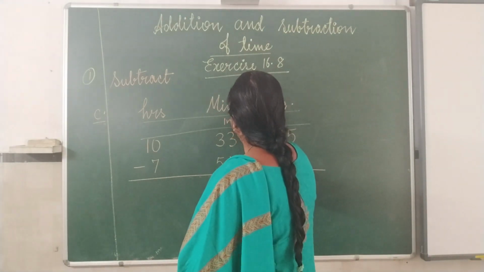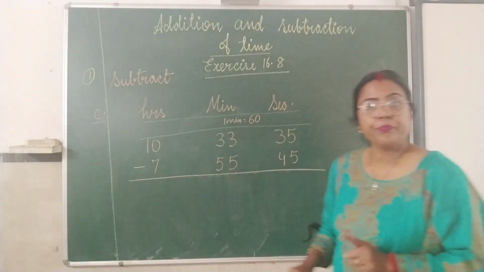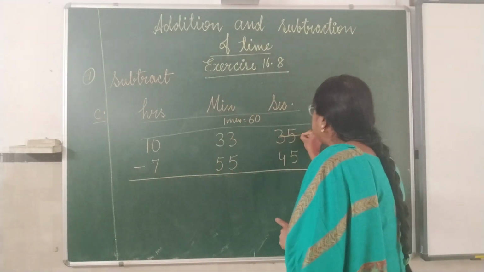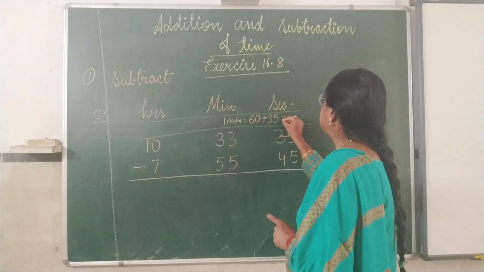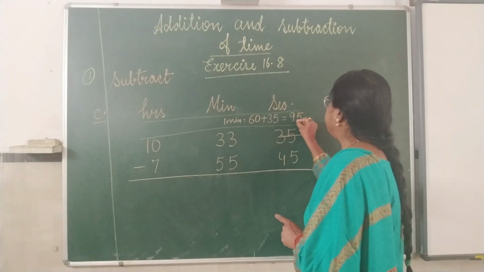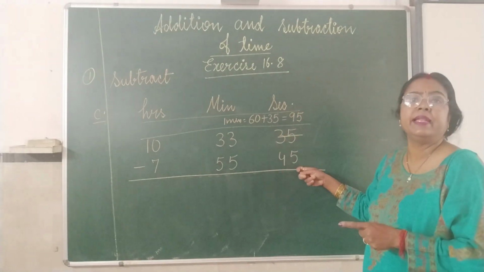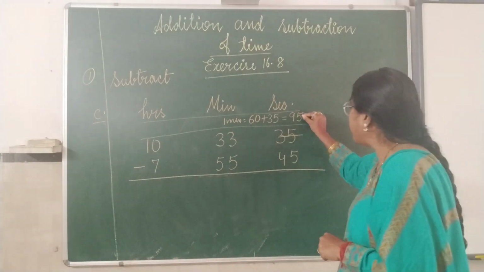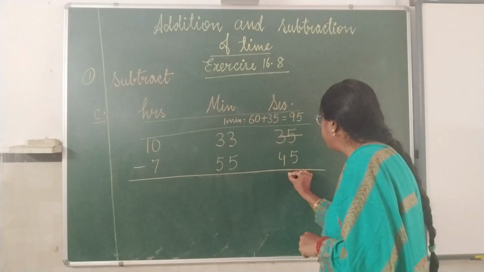minute is equal to 60 seconds. Okay? Already 35 seconds is there, so 60 plus 35 is equal to 95 seconds. Now we will subtract 95 minus 45. So 5 minus 5, 0. 9 minus 4, 5.